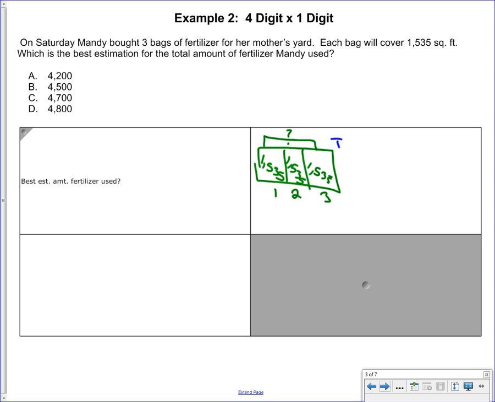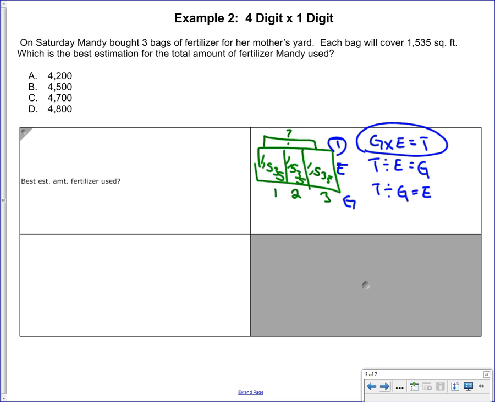So, total, each, groups. Groups times each gives us total. Total divided by each gives us groups. And total divided by groups gives us each. We're looking for total, so we're going to use this one up here.